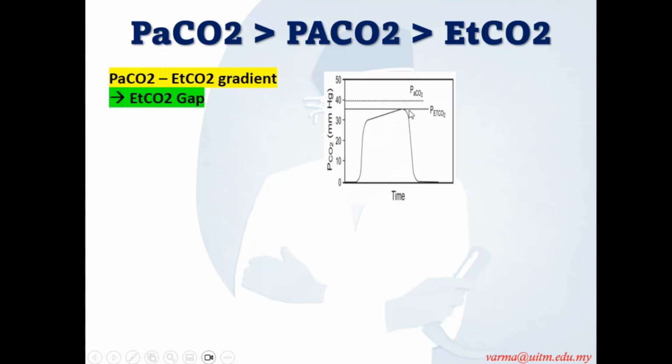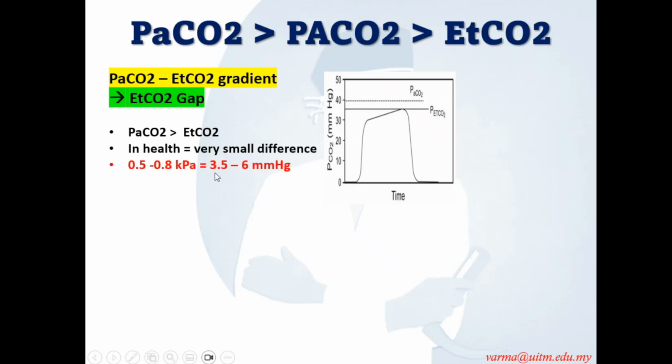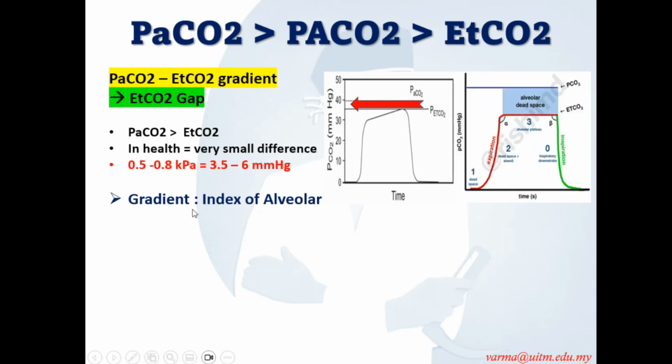In your waveform, this is your capnogram. The end tidal CO2 is here, your PaCO2 here. So PaCO2 is more than EtCO2 even in health. The differences are very small, can be negligible: 0.5 to 0.8 kilopascal, which is 3.5 to 6 millimeters of mercury. That's the difference. The gradient is an index of alveolar dead space. Sorry, there is a typo here: alveolar dead space. The gap between these shows us the extent of alveolar dead space. The bigger the gap, the bigger the alveolar dead space.